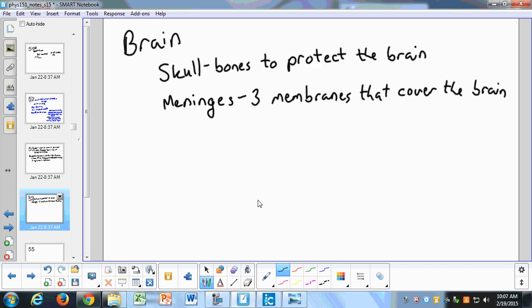And then these meninges, you think, y'all are you guessing? I think it's a ninja. It doesn't matter. Okay, all right. Anyway, these three membranes contain the CSF, or the cerebral spinal fluid.